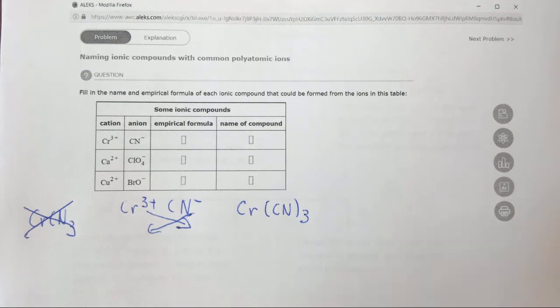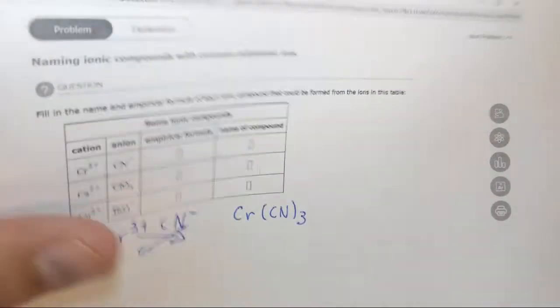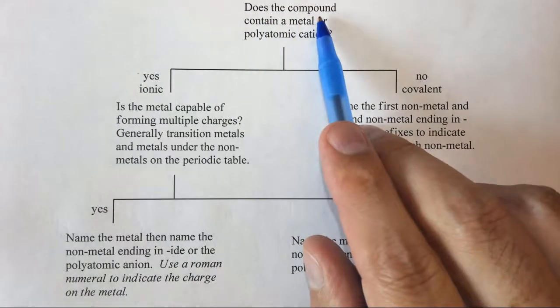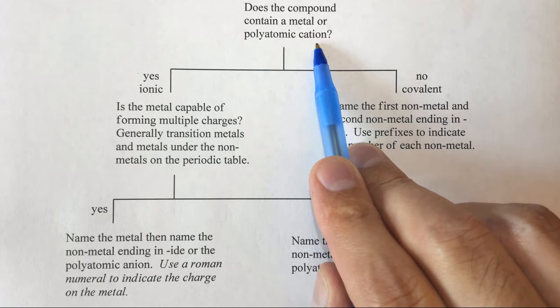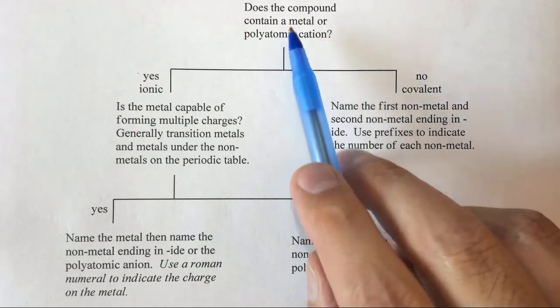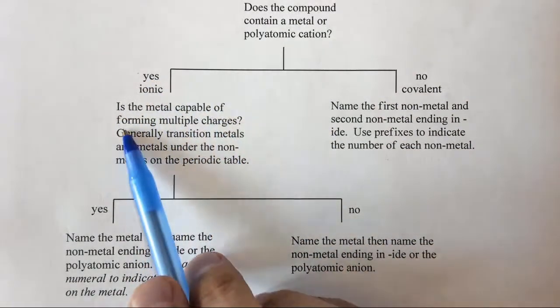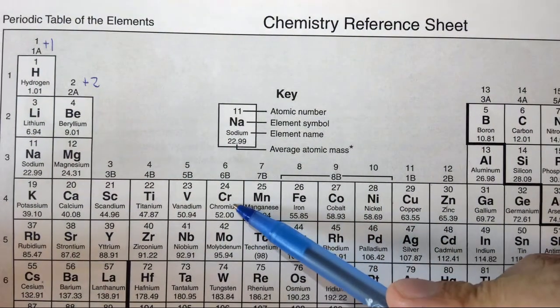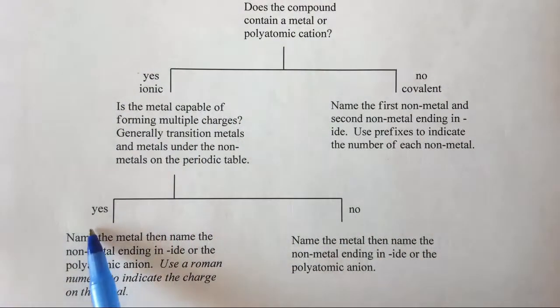We now need to name this species. To do that, I'm going to flip again to something you may have seen before, which is this table. Does the compound contain a metal or a polyatomic cation? In this case, the polyatomic ion is an anion. It's a negatively charged ion, cyanide, but it does contain a metal, chromium. So the answer is yes, so this is ionic. Is the metal capable of forming multiple charges? Well, chromium is a transition metal, and it is capable of forming multiple charges. So the answer here is yes.